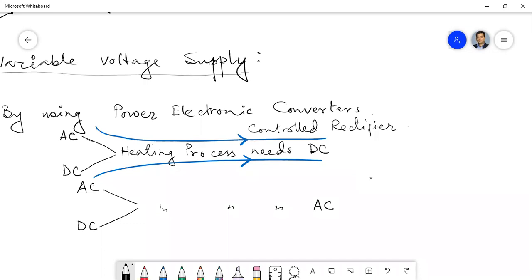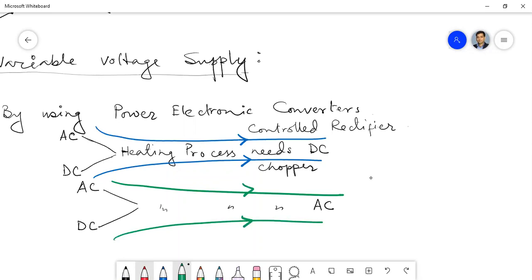Now, what is the second option? If I have DC already and I want DC again, but that should be a variable one. Chopper circuit. Chopper or DC-DC converter. Okay, but if I need AC and I have AC already, then what type of controller should we choose?